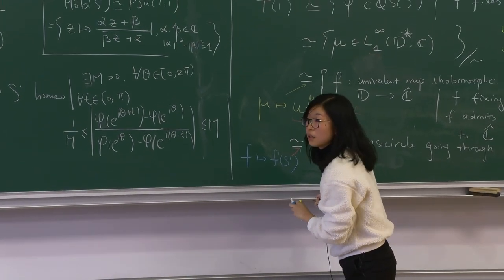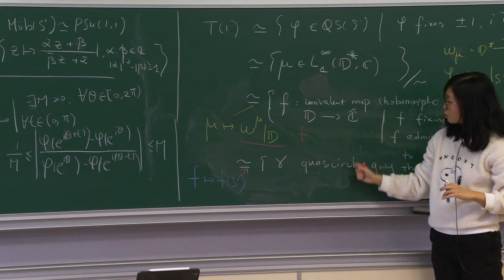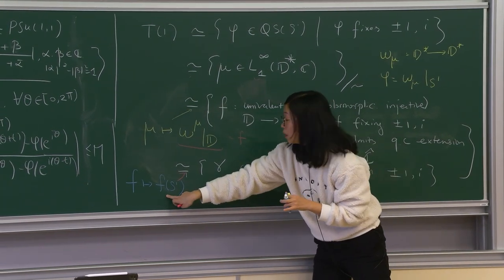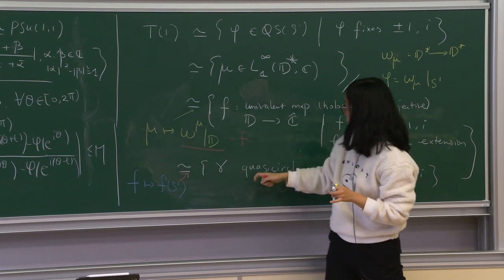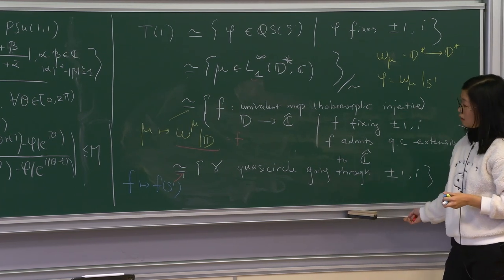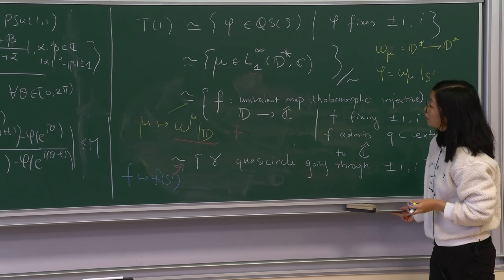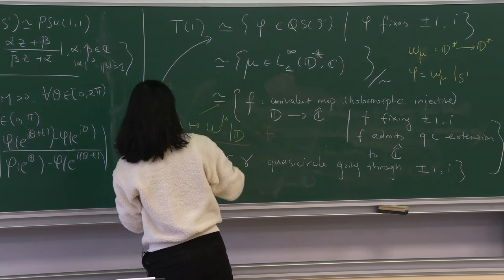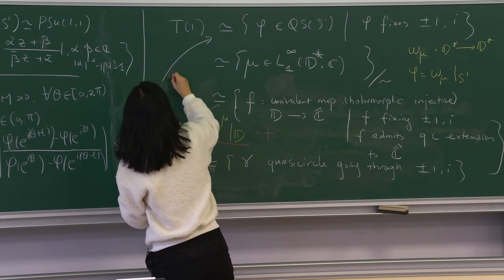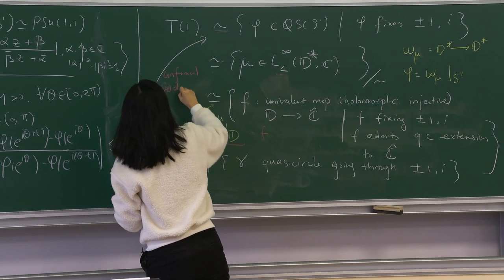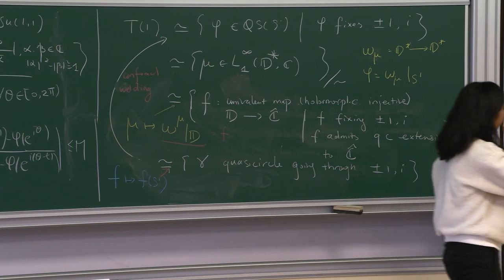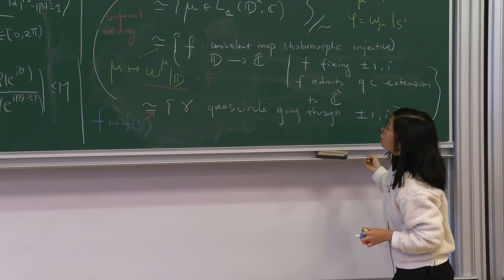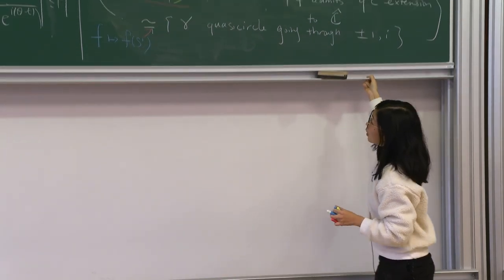So what is a quasi-circle? The quasi-circle is just the image of a circle under a quasi-conformal map. So here, phi is the image of F, but F is also the restriction of W mu, and quasi-circle here just means... And okay, so from here to there will be just a conformal welding. Erase this left hand side actually.